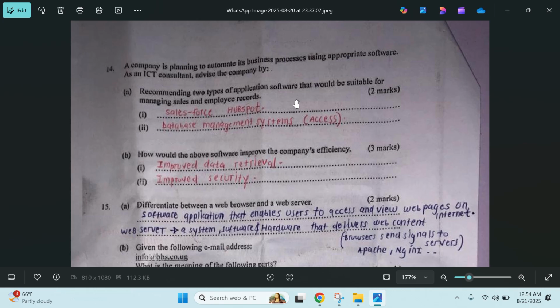Some of the software that can be used to manage sales: number one is a software called Salesforce. It can help you in managing sales. Another one is called HubSpot. Database management systems, that is Access, can also be used to manage your sales and data in a company in case you want to automate whatever you're doing.